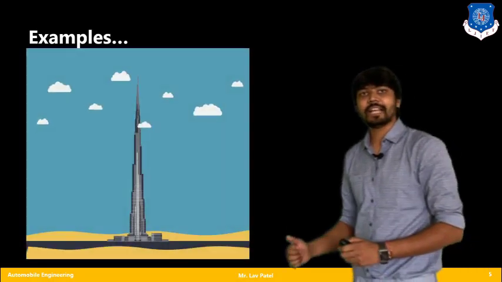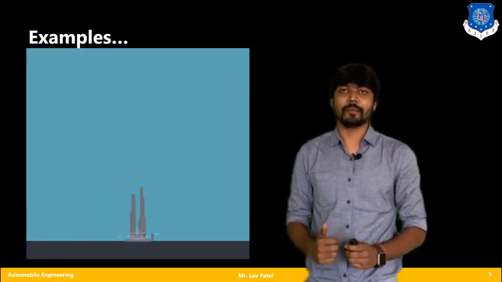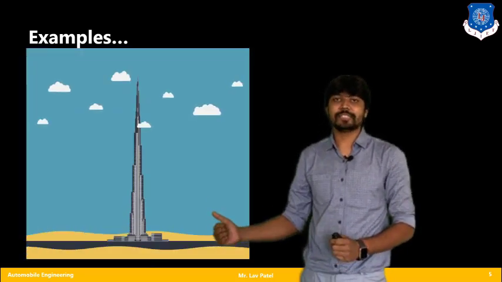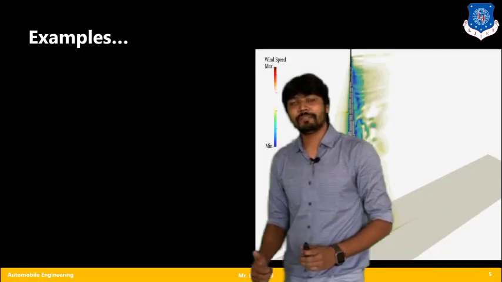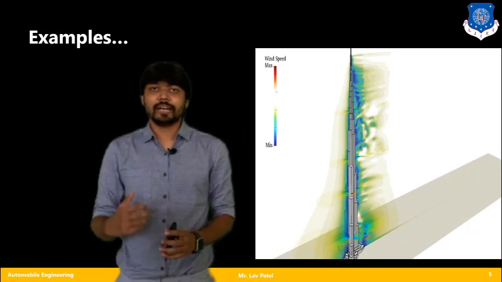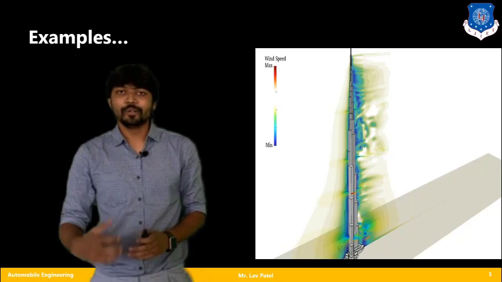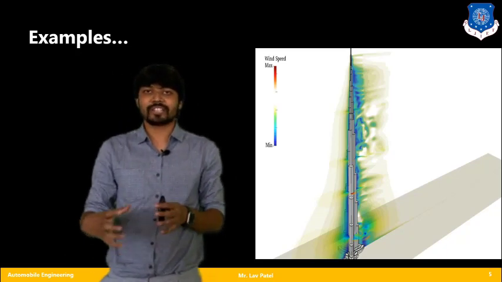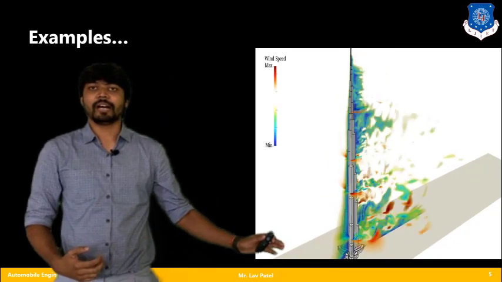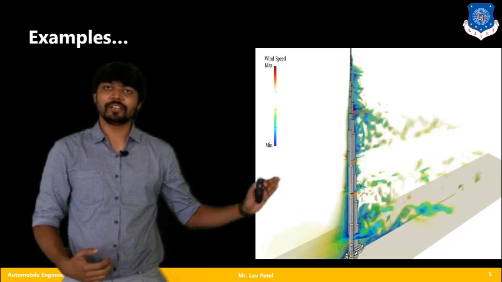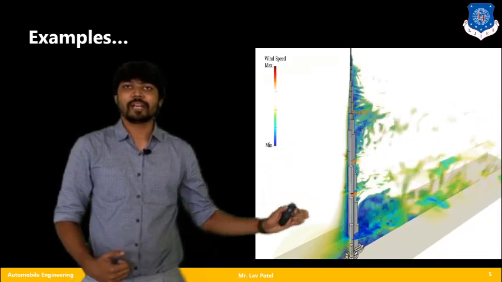Moving further, several examples show the effect of overall aerodynamics. In this animation you can see the famous building Burj Khalifa in Dubai, located in a desert where you will find maximum wind speed, and how this structure reacts due to that wind speed. This is the analysis of at which place the wind speed is minimum, and at which portion the wind speed is maximum.